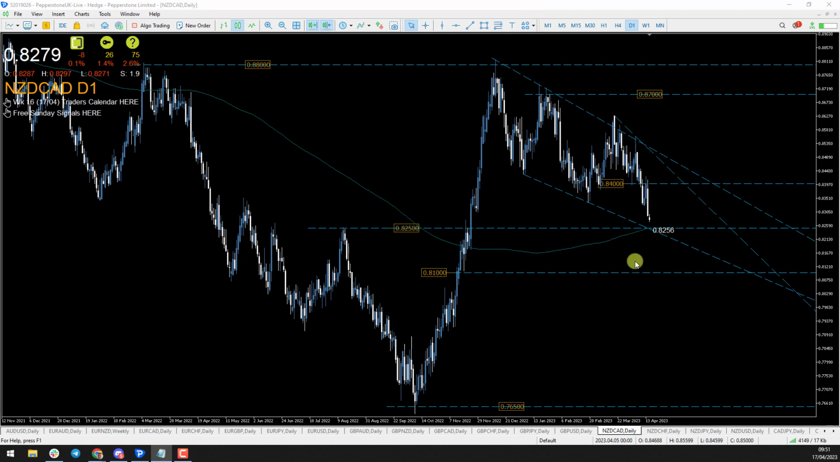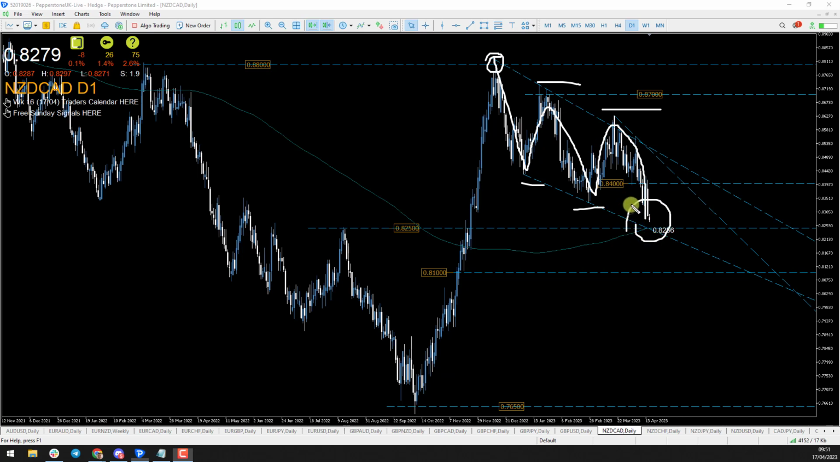Let's go straight to Kiwi CAD. I've marked out a few levels of interest here, and you can see that price is already on the downside. We've broken through some key areas of structure when we came up to our overall targets at the 0.88 handle. Price then has started to make these lower lows and lower highs. We're working within a flag pattern potentially, coming into an area of support though.